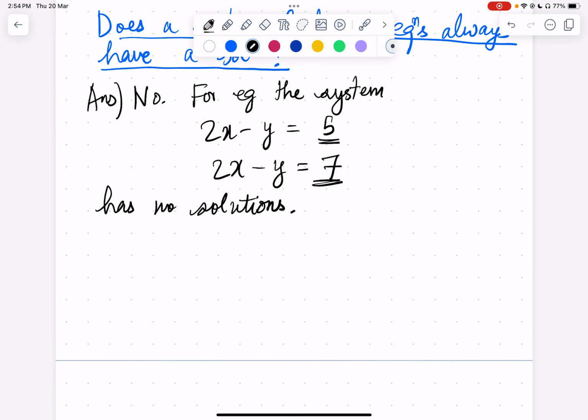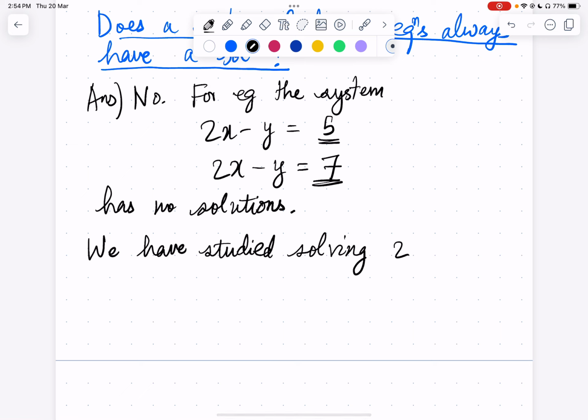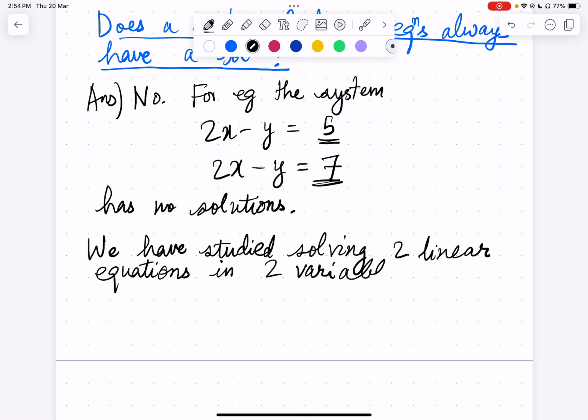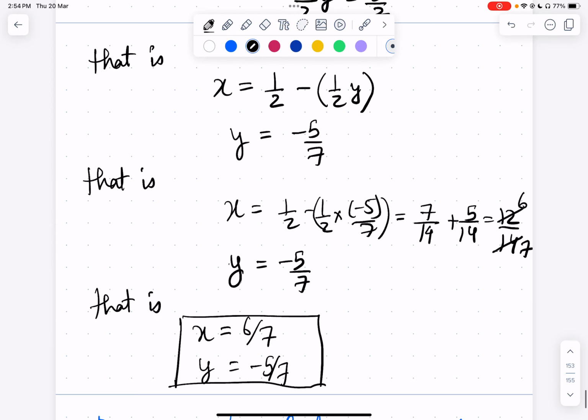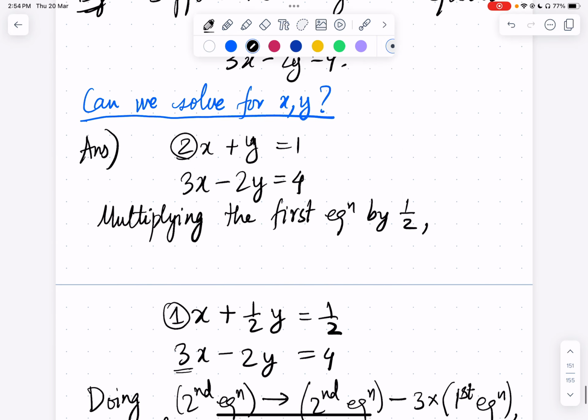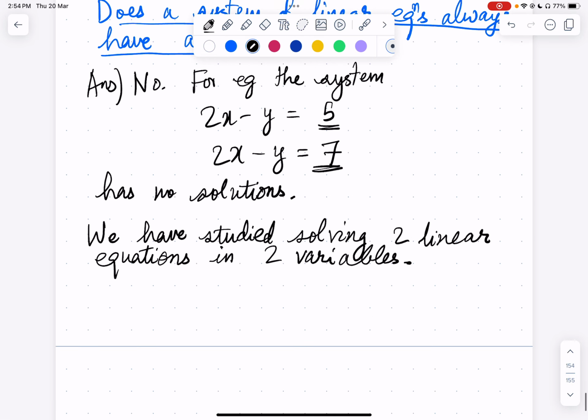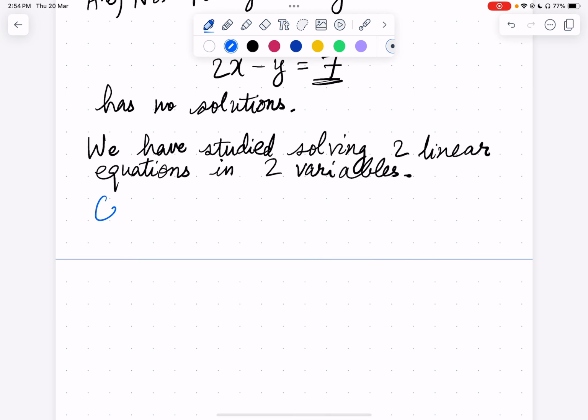So we have studied solving two linear equations in two variables. The general procedure is clear from the above example. So we studied solving two linear equations in two variables. We can ask, can we solve three linear equations in three variables?